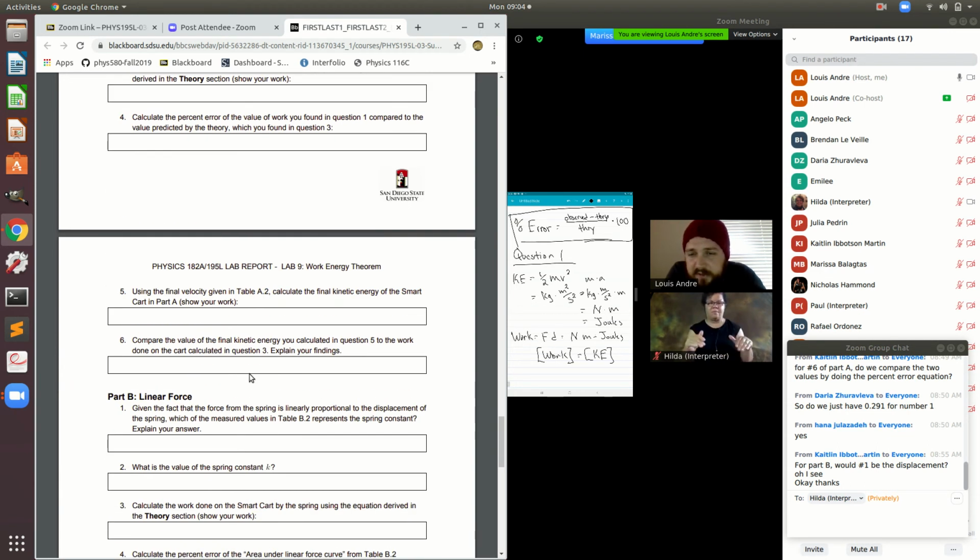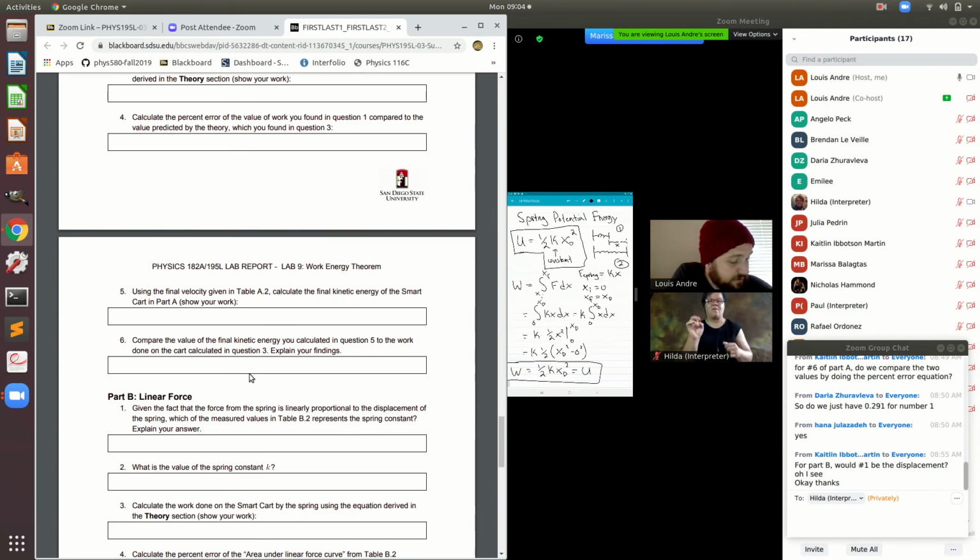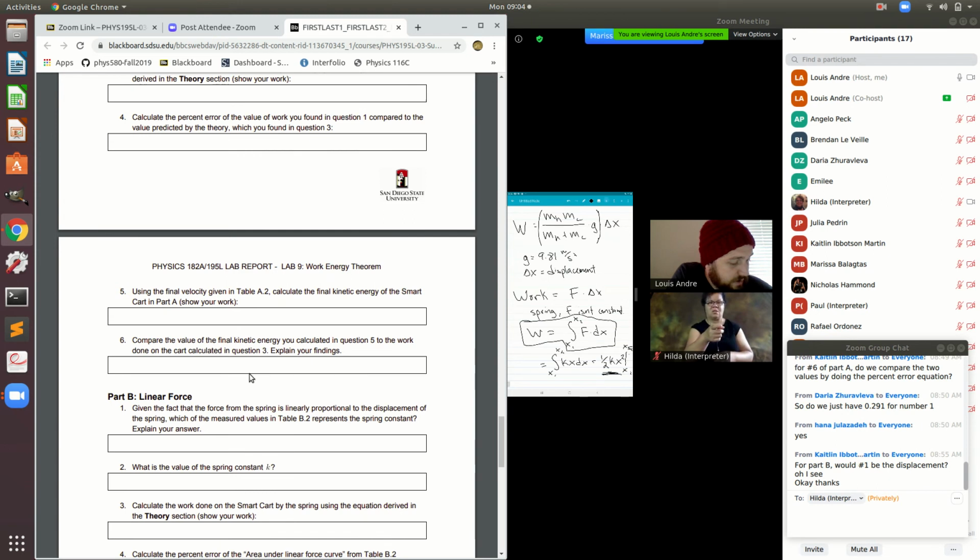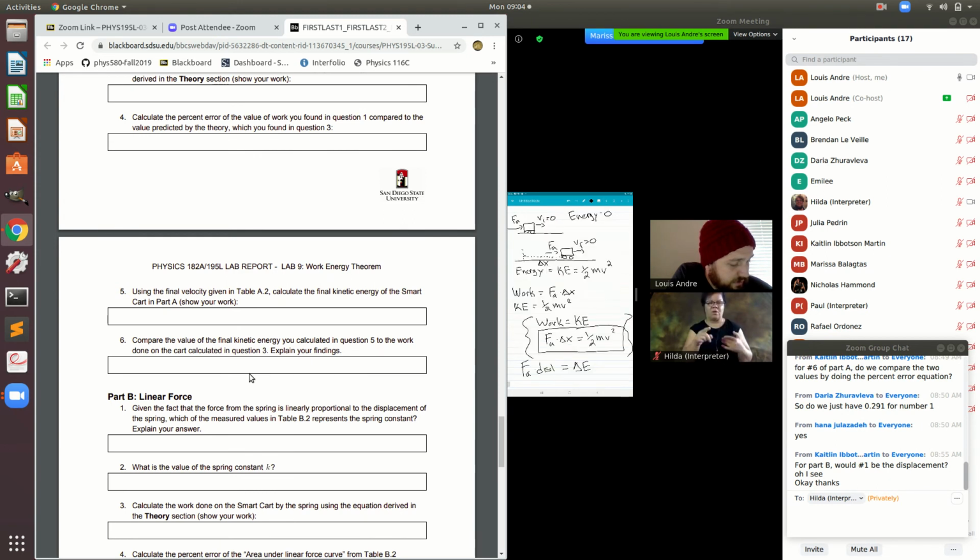Number 5, using the final velocity given in A2. So with the final velocity, you're going to find the kinetic energy, which is back here. I have it for you somewhere. Where did I define kinetic energy for you? Did I even define kinetic energy? There it is. 1/2 mv squared. Okay, so that's number 5. You just find the final velocity, do 1/2 mass and velocity squared. The mass is going to be the mass of the cart plus the stackable masses on top of the cart, because that's the total mass of the object that was moving.